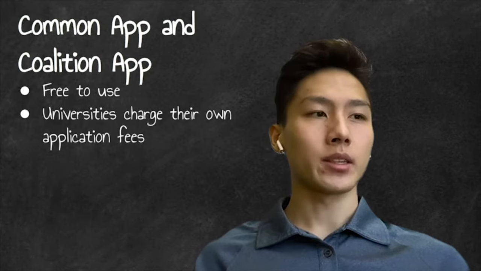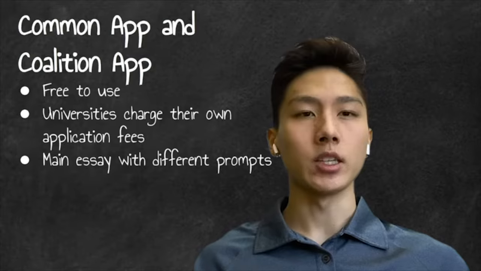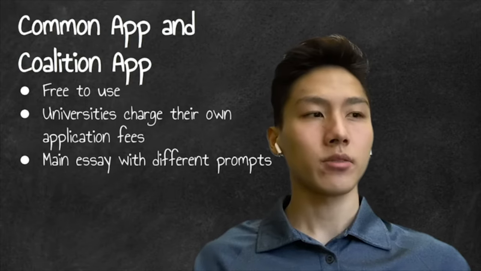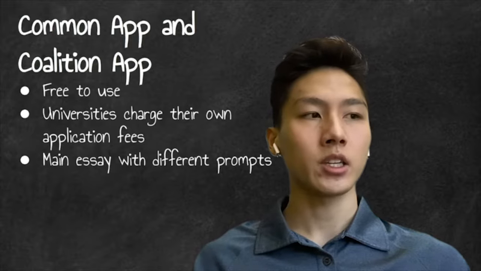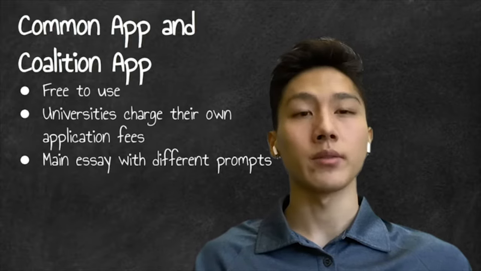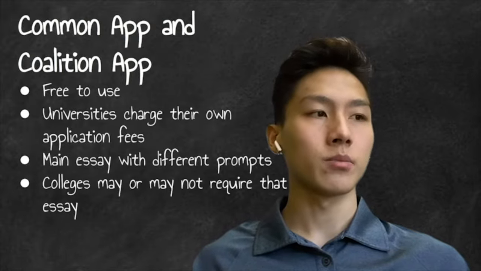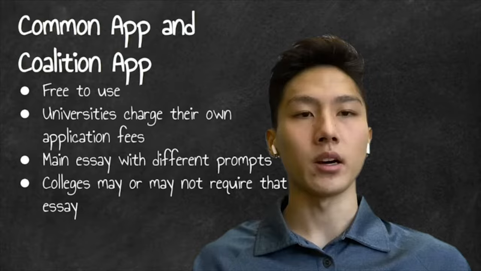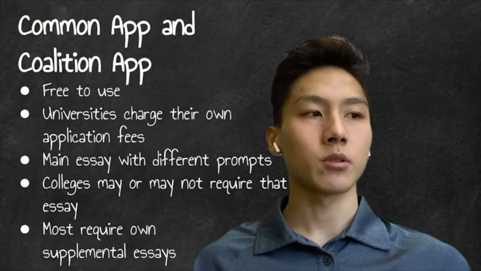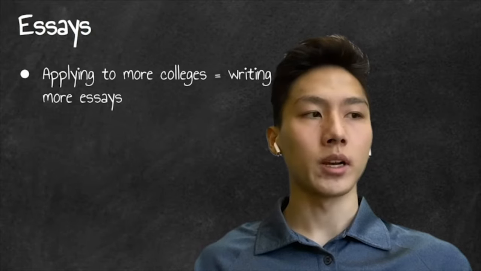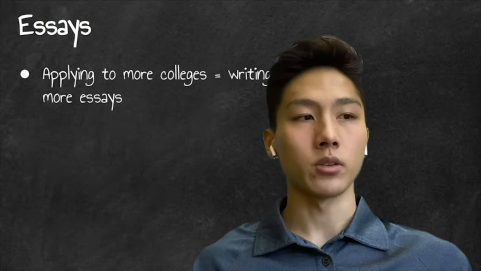Now, both the Common and the Coalition Application have their own main essay, each with different prompts. The Common Application has an essay word limit of 650 words, and for the Coalition Application, there's a word limit of 500 to 550 words. For both of these applications, each college may require this essay and some may not, and most colleges often require their own supplemental essays. So this can often mean that the more colleges you apply to, chances are the more essays that you're going to have to write.